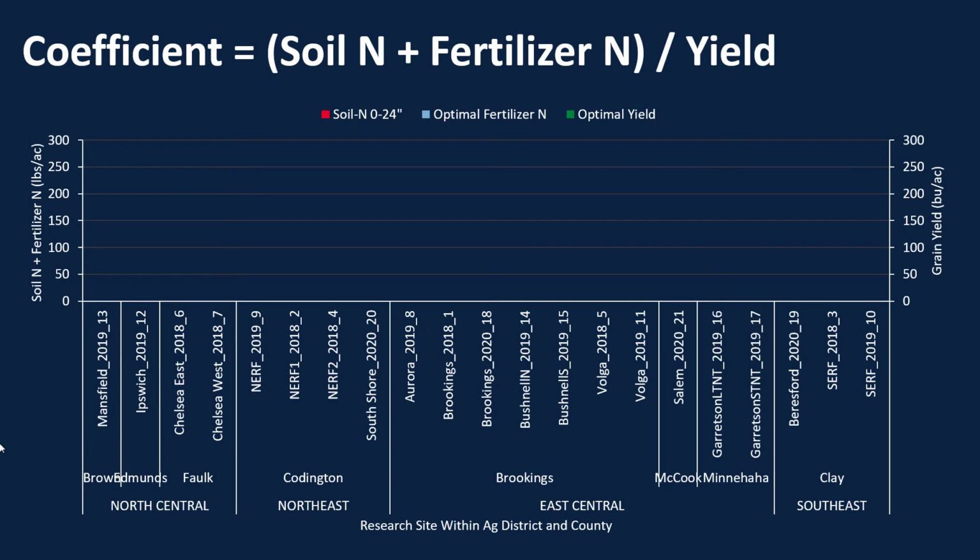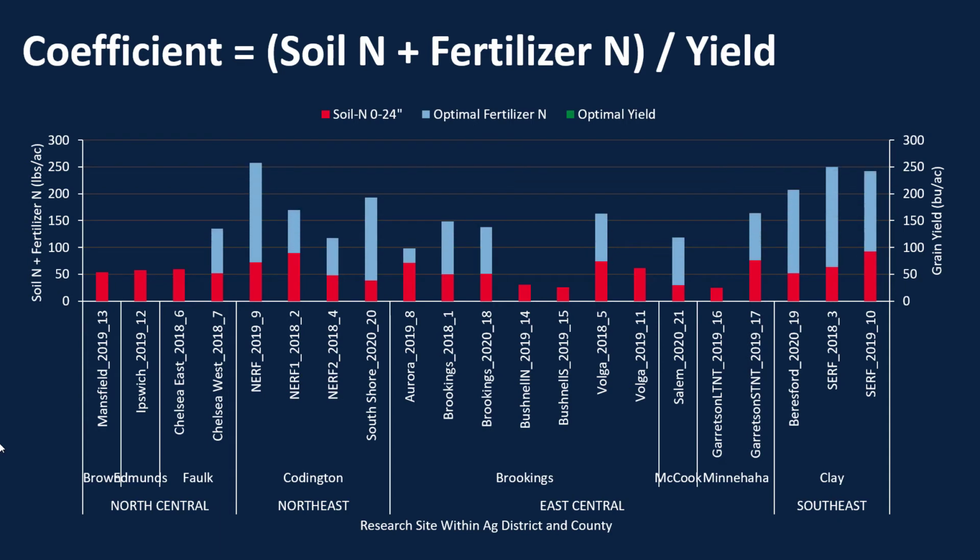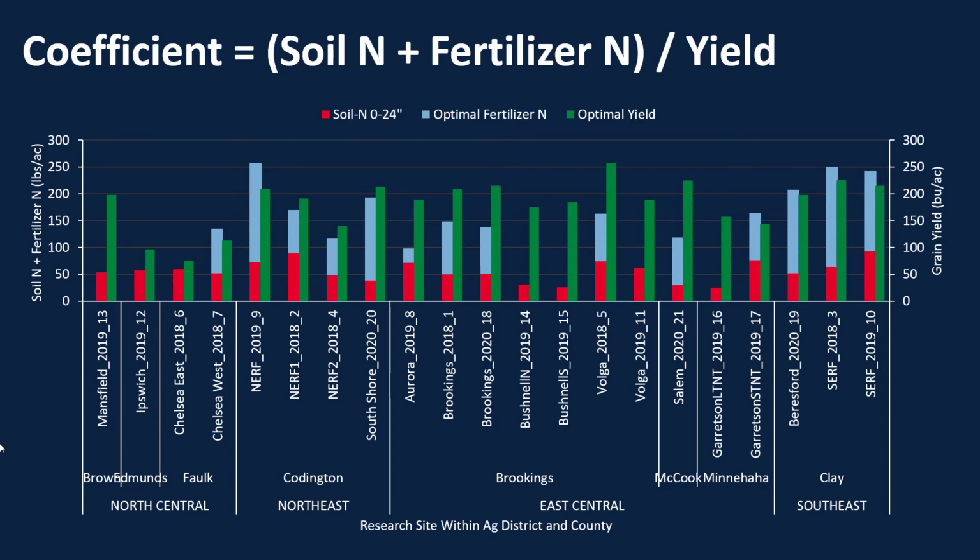So if we look at these 21 sites that we have in our example data set, we're going to take that soil N from 0 to 24 inches in pounds per acre. We're going to add on top of it the fertilizer N it took to optimize yield, and then we're going to take that and divide it against this green bar, which is our optimal yield. And when we do that, we're going to get our coefficient.